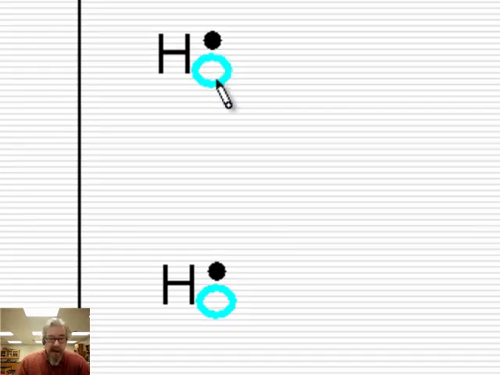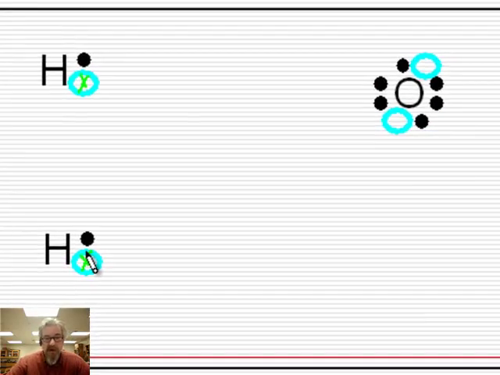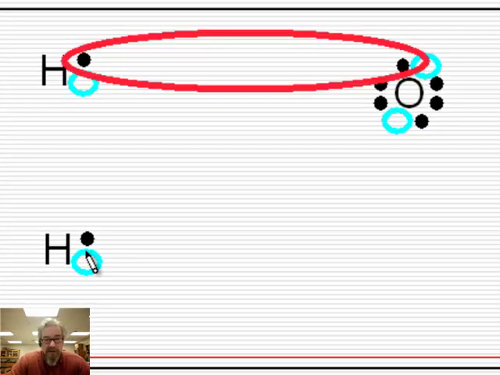Each hydrogen atom needs to have 2 dots, because that's what helium has, and that's stable. So it's got 1 dot, but it needs a second dot. Well, here's how this can be accomplished by sharing. If oxygen and this hydrogen atom share that pair, they can both have the sense of ownership of that share that gives them some stability.